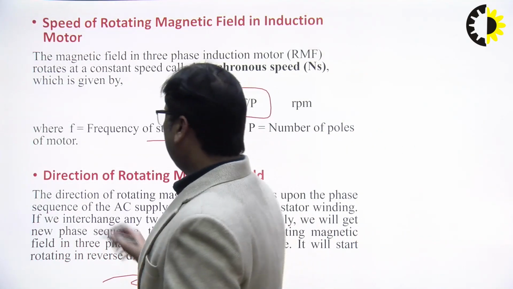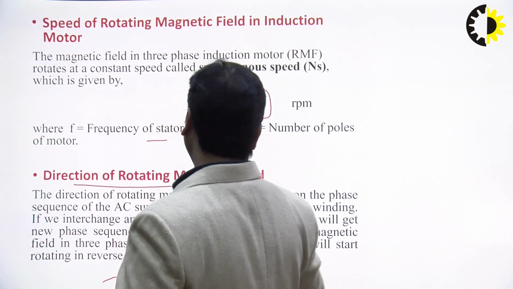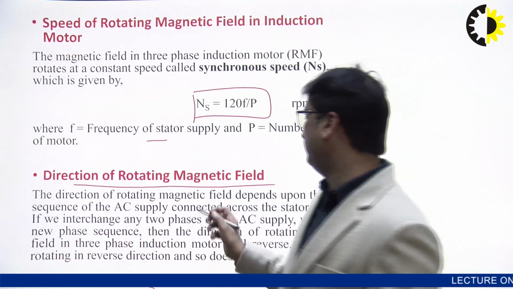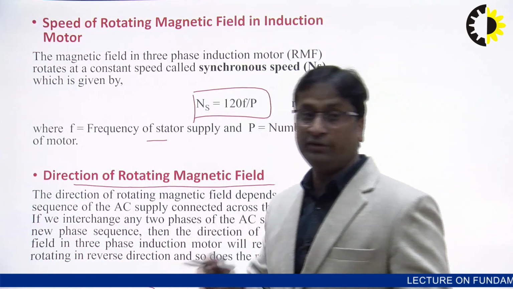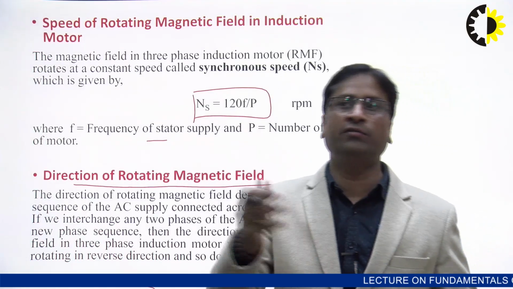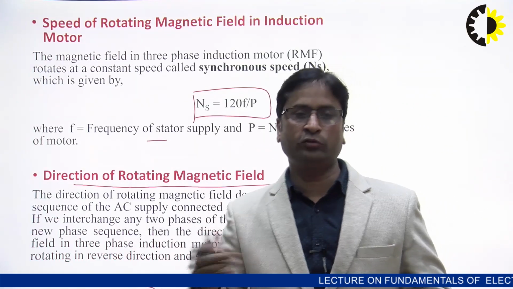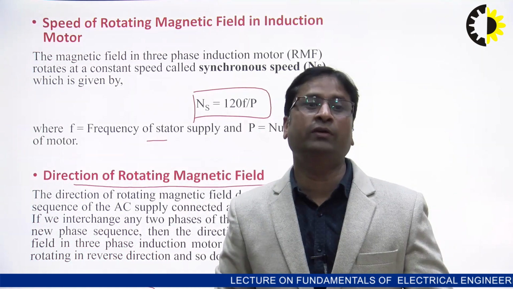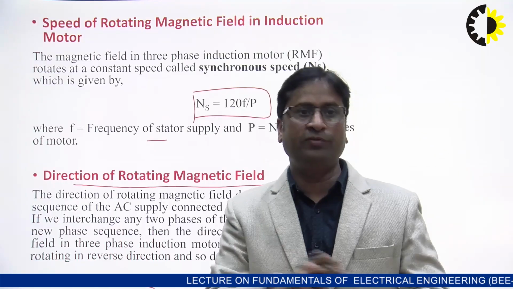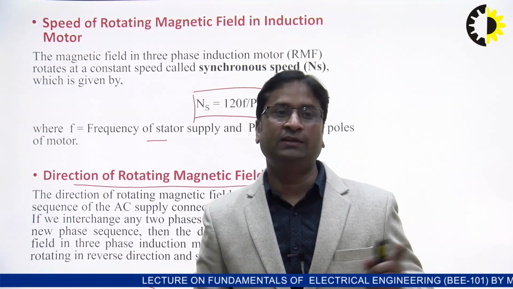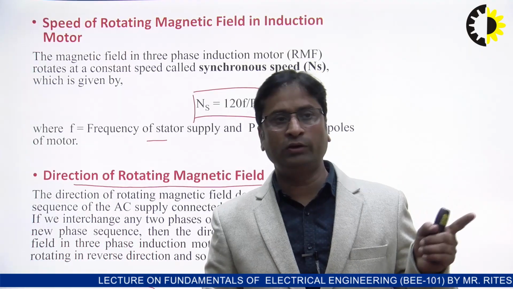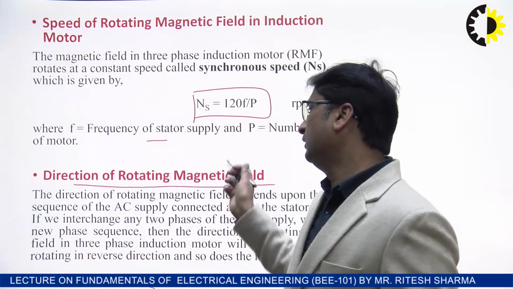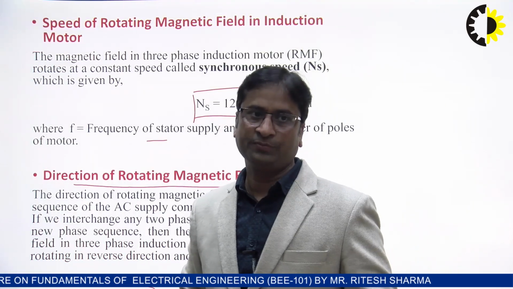What is the important point is the direction of rotating magnetic field. How can this direction of rotating magnetic field be changed? It depends upon the phase sequence of supply. If the phase sequence is RYB, it is rotating in clockwise direction. If we change the phase sequence to RBY, or if we replace any two terminals, then its phase sequence will be changed and it will rotate in the opposite direction. So this is how the direction of the rotating magnetic field can be reversed.